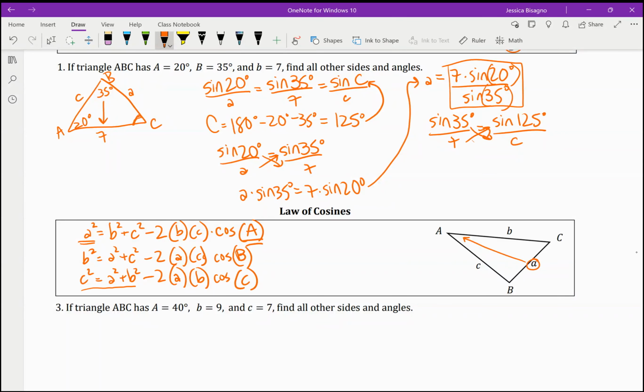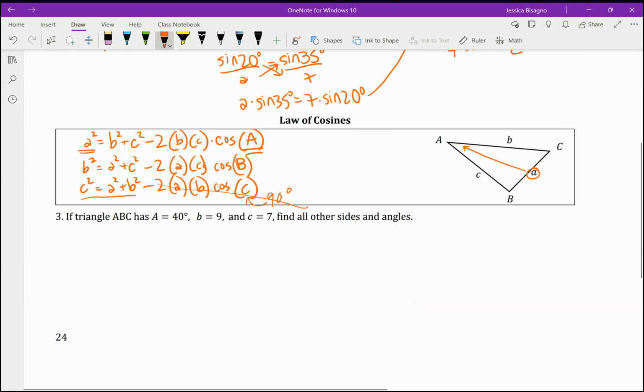Well, Pythagorean theorem is law of cosines with a 90-degree angle. So if I were to plug that in, 90 degrees, what's the cosine of 90? Think about your unit circle. Cosine of 90 degrees is 0. And then this would go away, and you would just end up with c squared equals a squared plus b squared, which is Pythagorean theorem. Just a fun fact there.